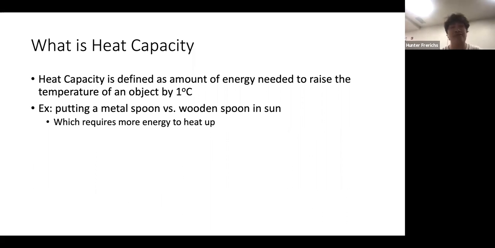The reason for that is that metal is a conductor, as we learned in previous lectures. That also affects heat capacity, and heat capacity is like energy. It takes significantly less energy to heat a metal spoon up versus a wooden spoon because of the heat capacity. So there's your real life example for today.